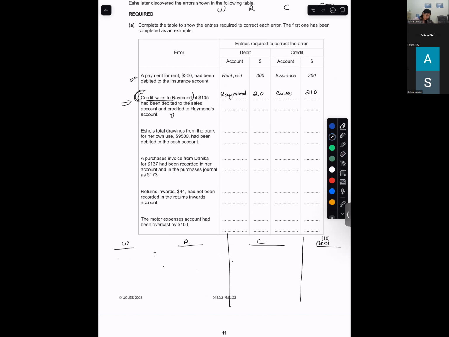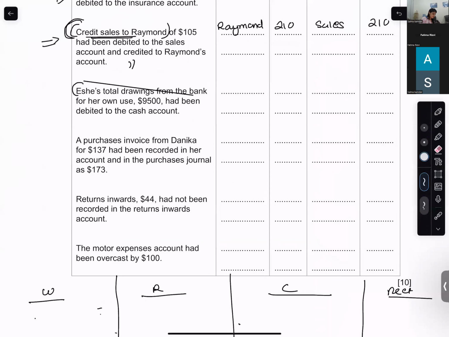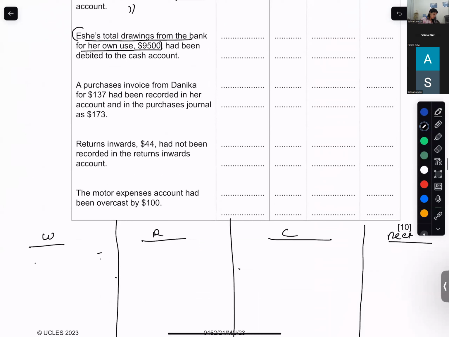Had been debited. See, the main part of accounting is reading. So read slowly. Main part of any question is reading it. If you're reading it properly, you're doing it properly. So read slowly. Okay, miss. First read. Eshe's total drawings from the bank for her own use, $9,500.